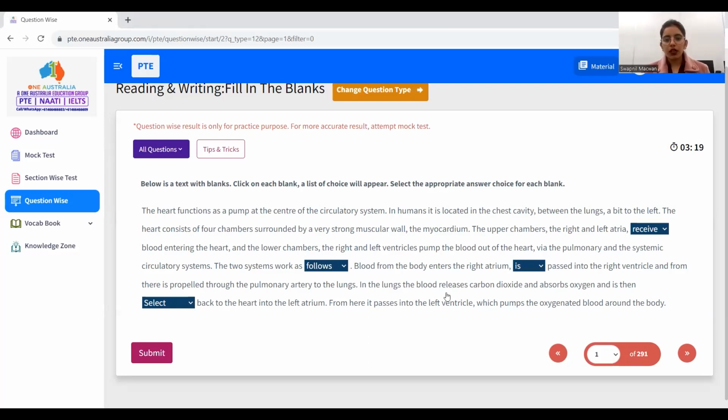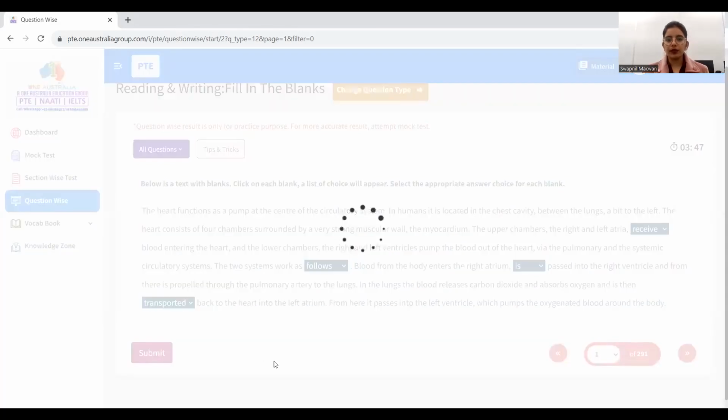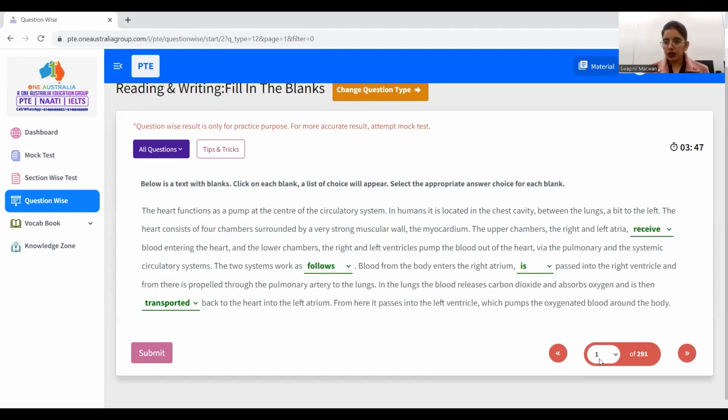In the lungs, the blood releases carbon dioxide. Now they are talking about when the blood goes to the lungs. In the lungs, blood releases carbon dioxide and absorbs oxygen and is then dash back to the heart. Goes back means transported back, right? Yes. Now come to the next question.